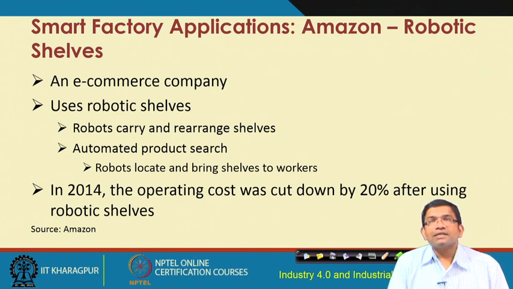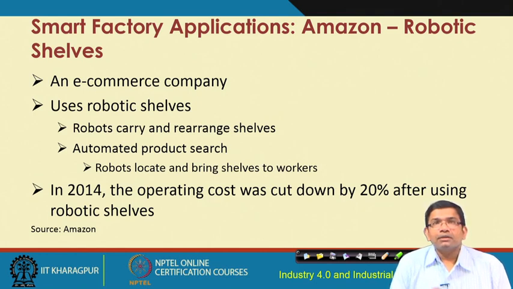Amazon has robotic shelves, and as the name suggests, Amazon uses different types of robots that carry these shelves and rearrange them. Amazon is an e-commerce company, as you know, and the robotic rearrangement of shelves is very important, as it makes the processes much more autonomous and efficient. Because it is an autonomous robotic system, the robots can efficiently locate and search for different items on the shelves. In 2014, the operating cost was cut down by 20% using these robotic shelves.